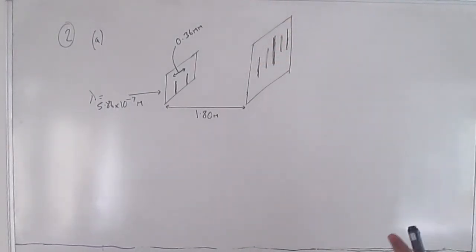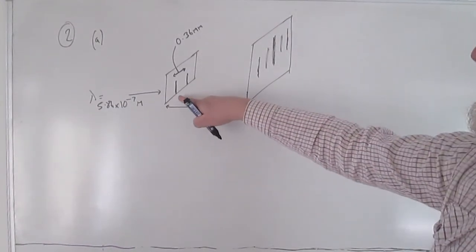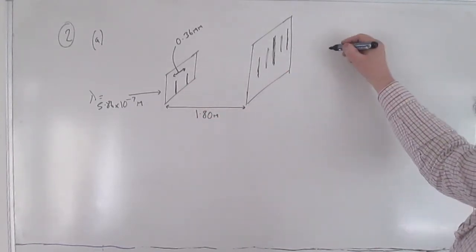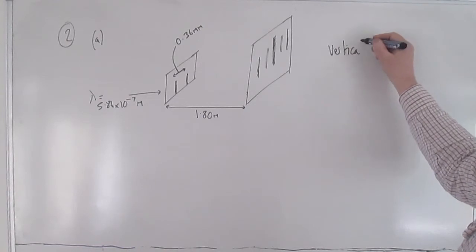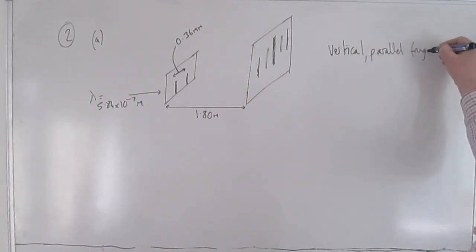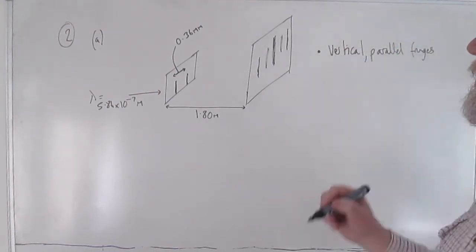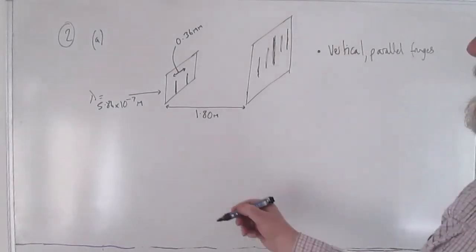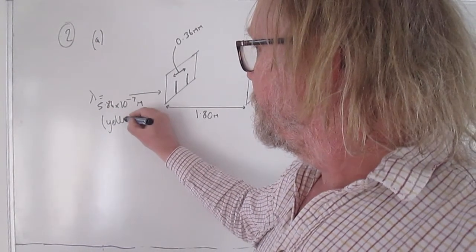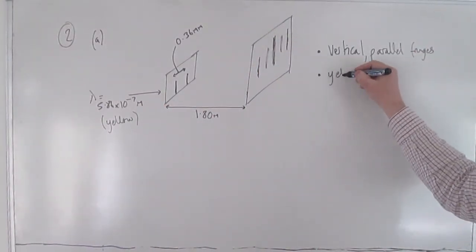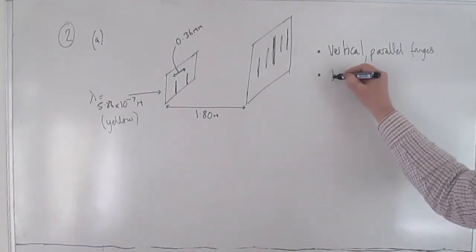the screen. So the important thing to get the marks here is that you've got to describe fully what you get. Because the slits are vertical and parallel, the fringes will be vertical and parallel. So you get vertical parallel fringes. The second thing is that because it tells you that's yellow, the light coming in, the fringes will be yellow, or the bright fringes will be yellow.